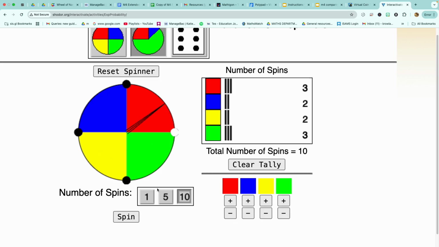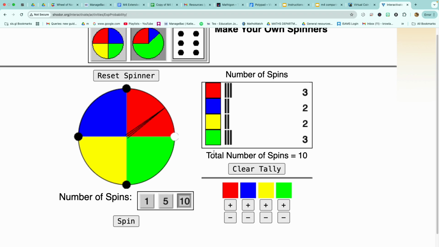And then after the experiment, we get 3, 2, 2, 3. So this is the result of the experiment. Obviously, the theory would suggest it would be 2.5, 2.5, 2.5, 2.5. Now, if we spin it again, we can see what's going to happen.